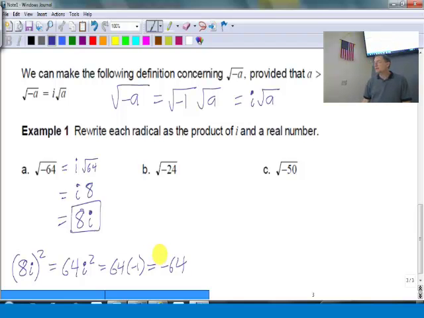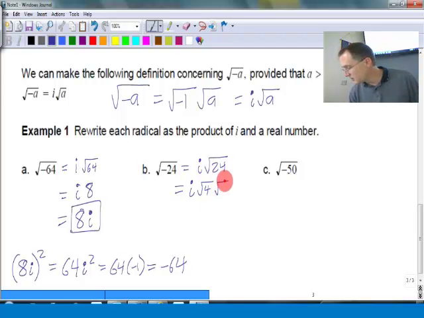So it kind of does make sense to say 8i, even though it's not on the real number line. It functions as the square root of negative 64. Square root of negative 24 is not quite as nice because negative 24 itself is not a perfect square. We can still do this though. This is i times the square root of 24, and then we simplify the square root of 24 as much as we possibly can. We just think, what's the largest perfect square factor of 24? That's 4. And then the other factor is 6.